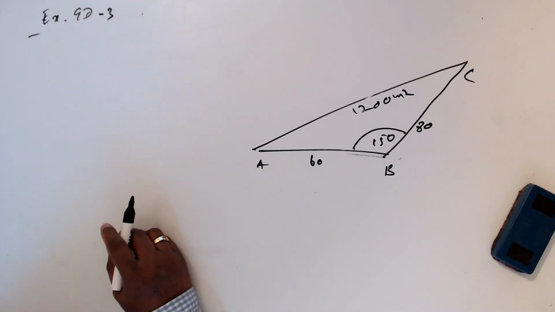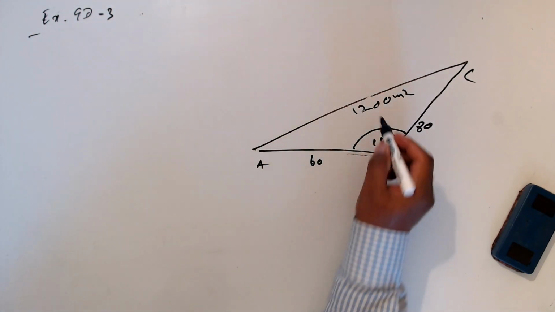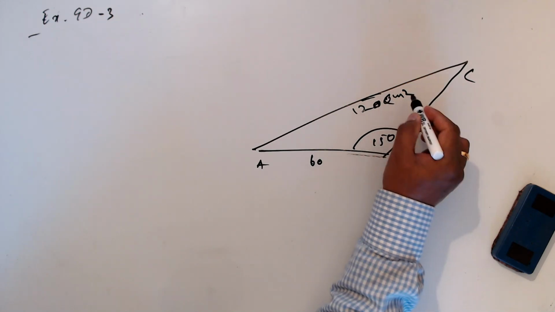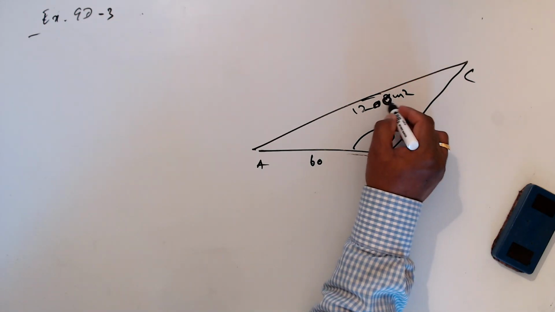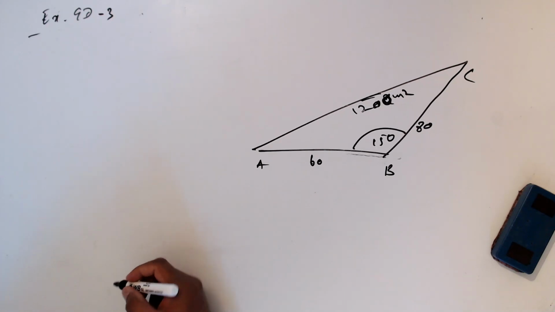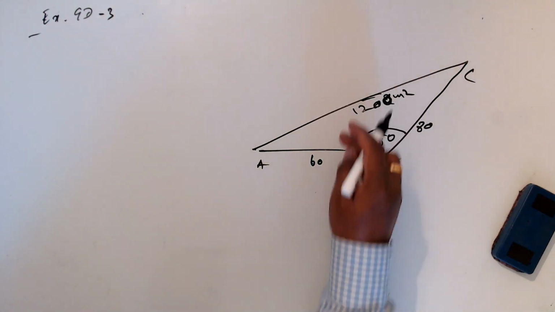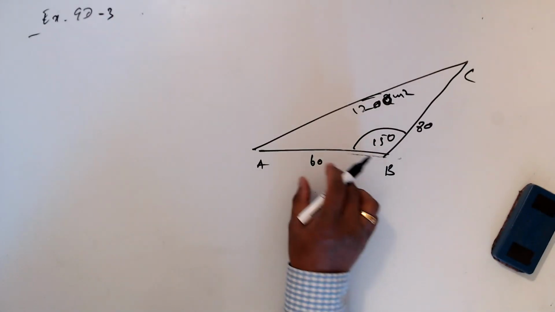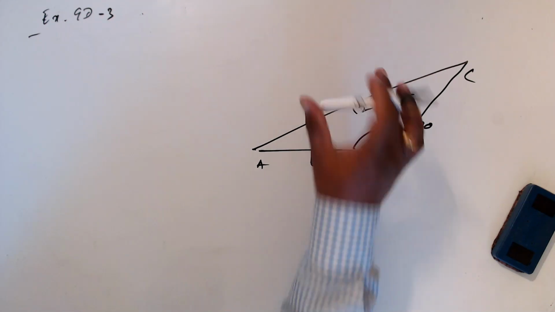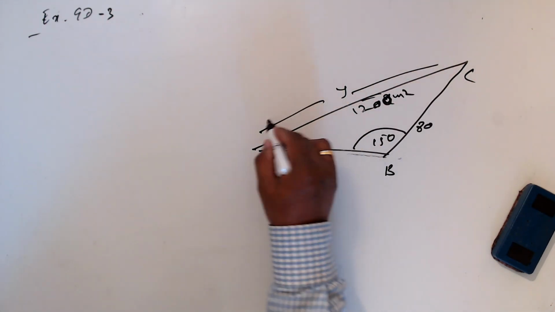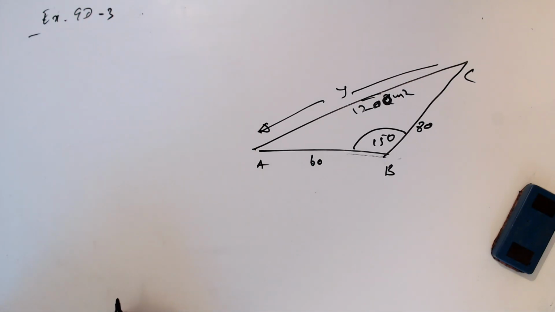Number 3. Always try yourself first and then look at the discussions. So the sum is like this, and they want the total length of fencing. It means they want to find 60 plus 80 plus this length. Let's say this length is y. How can we find this y? Any way of doing it?